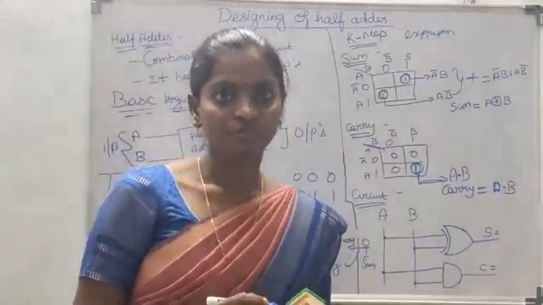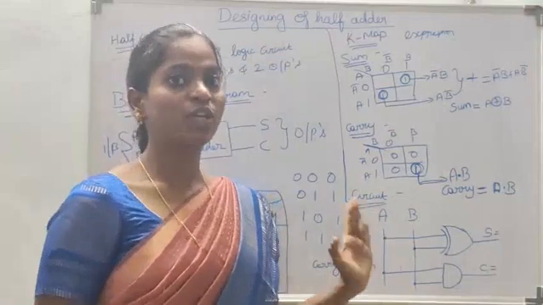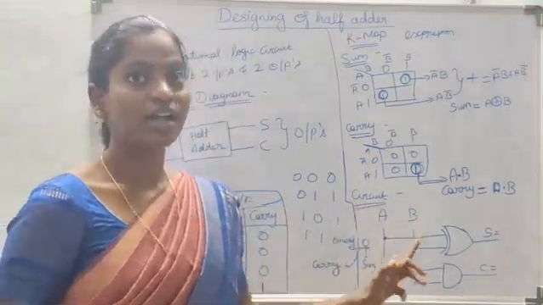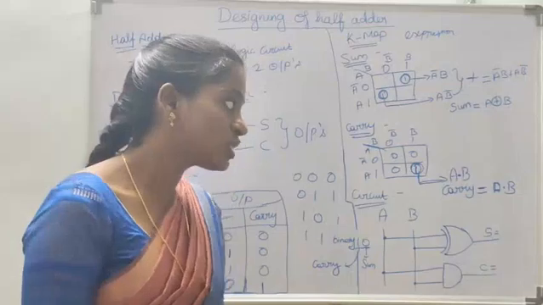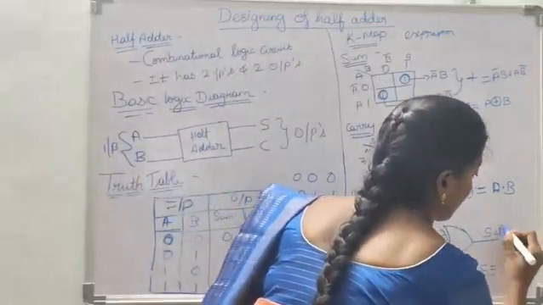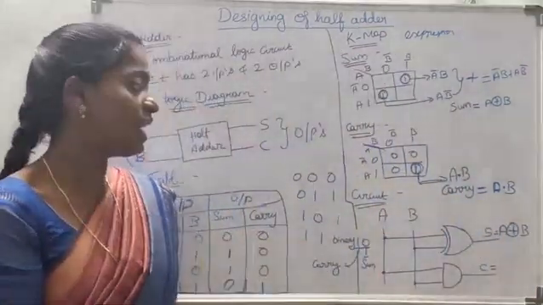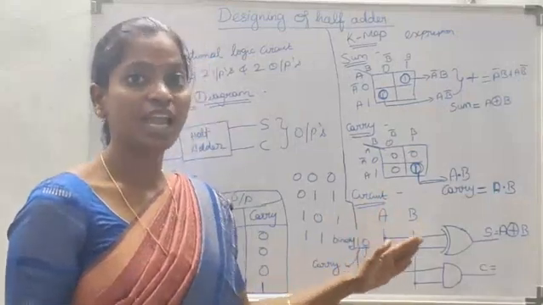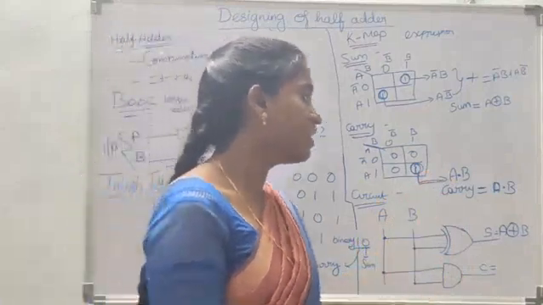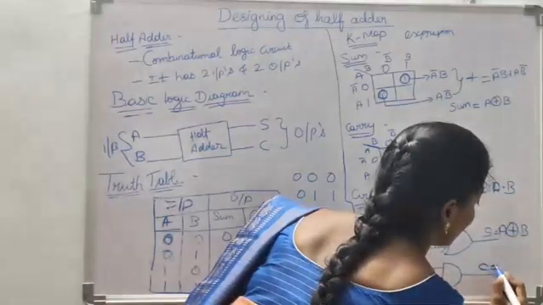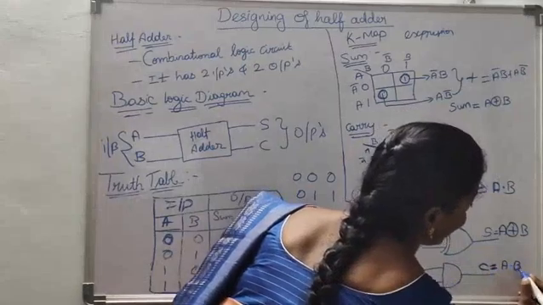Now let us design the half adder circuit. First, the inputs A and B are connected to an XOR gate. The output of the XOR gate gives the sum. And similarly, the inputs A and B are connected to an AND gate. The output of the AND gate gives the carry, the value of the carry is A dot B, A and B.